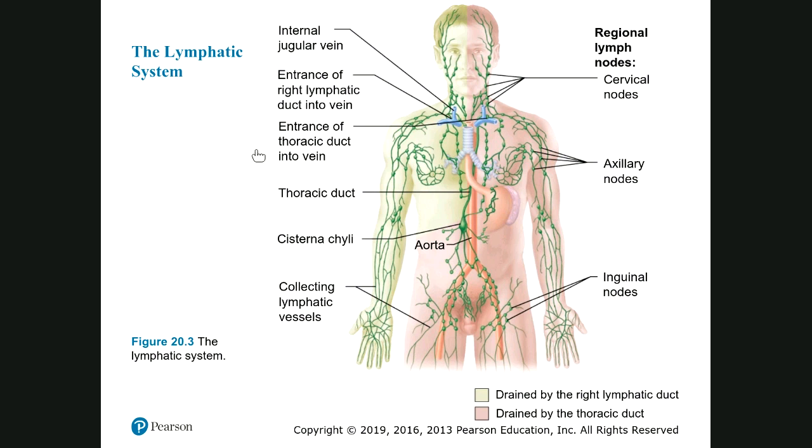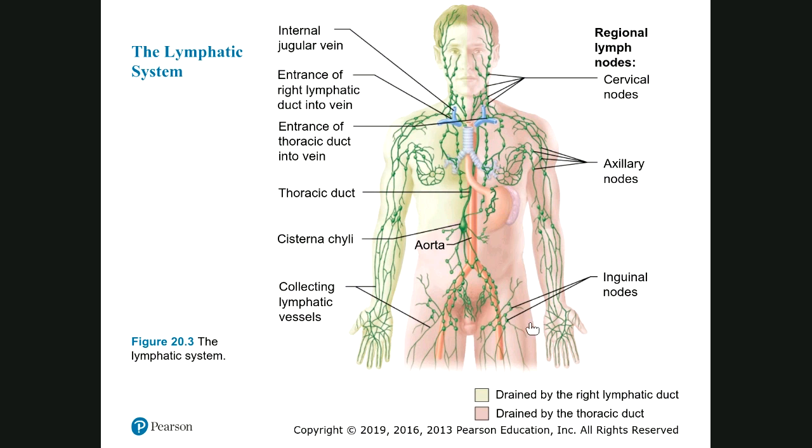The right lymphatic duct is going to drain the lymph that's highlighted green, which includes the right upper limb, the right side of the head and neck, and the thorax region. The much larger thoracic duct is going to drain the area that is highlighted pink. It receives lymph from the rest of the body.